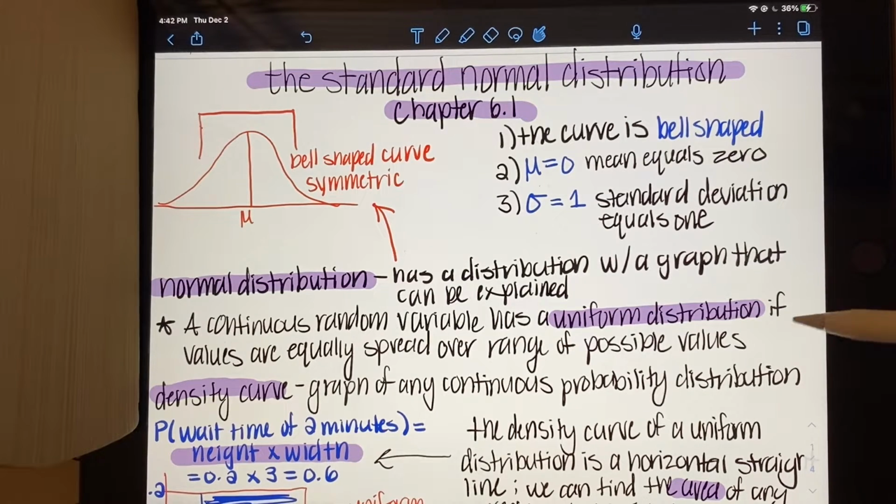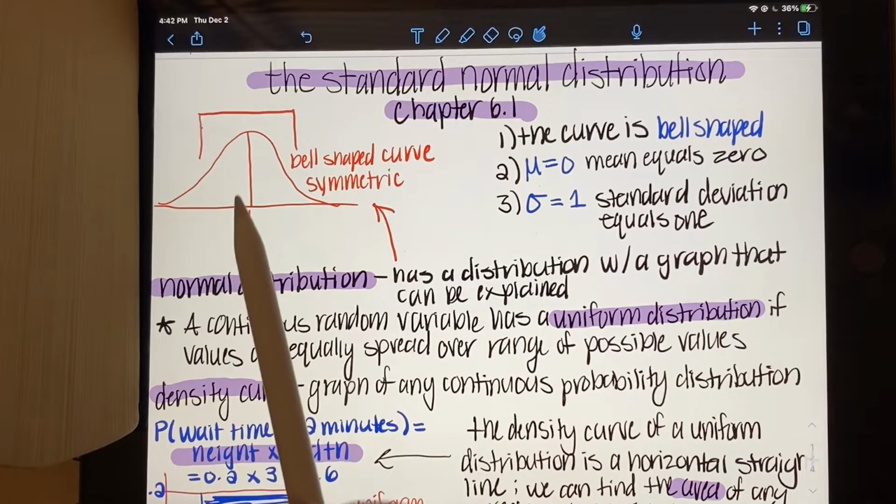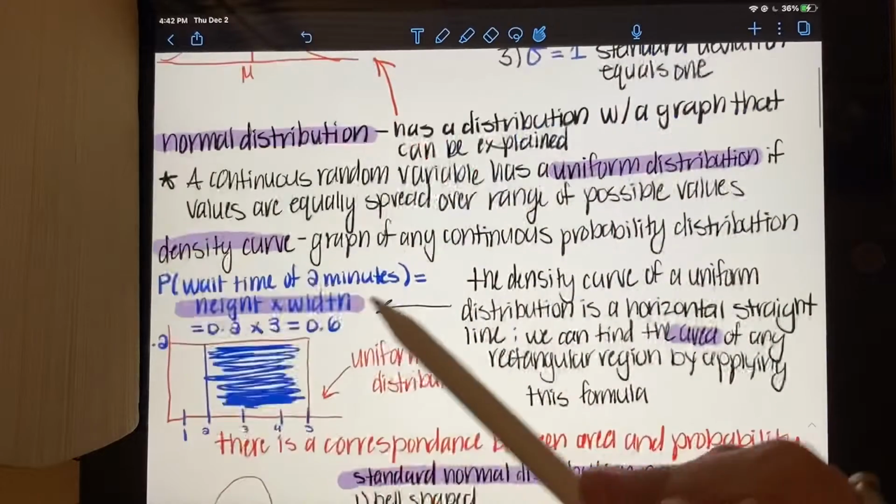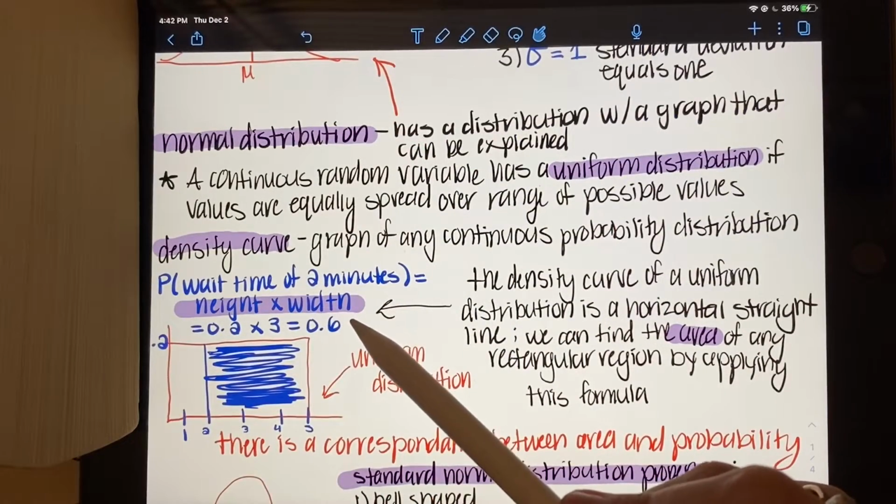First, we're going to begin with uniform distribution so that we can see the following, which are two very important properties. The first is that the area under the graph, which would be this area here inside, is always equal to 1. And the second is that because there's a correspondence between area and probability, probabilities can be found by identifying the corresponding areas in the graph using this formula right here for area, which is height times width.